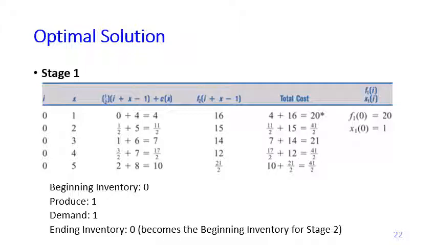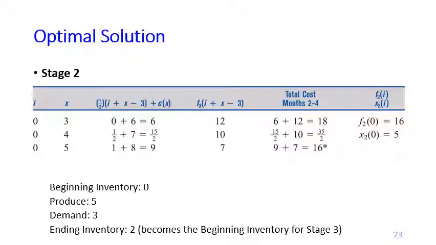Now let's see how we may read the optimal solution from all the calculations that we have done. So start at stage 1. The beginning inventory equals 0. And then the best decision is producing 1 unit. Because the demand is 1, the ending inventory equals 0. Begin with 0, produce 1, and then the demand is 1, so the ending inventory equals 0 again. Or in other words, this 0 units here becomes the beginning inventory for stage 2.